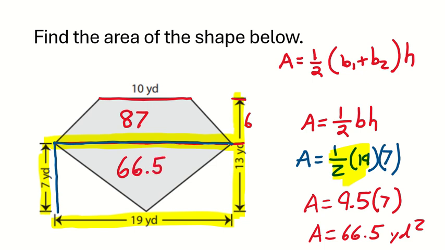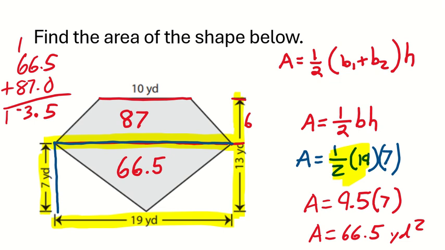Now, to get the area of the whole shape, I simply have to add those two numbers together. So 66.5 plus 87 will give me the total area of the shape. 5 plus nothing is 5. Bring the decimal straight down. 6 plus 7 is 13. Carry the 1. 6 plus 1 is 7. 7 plus 8 is 15. So the area of that composite shape is 153 5/10 yards squared.